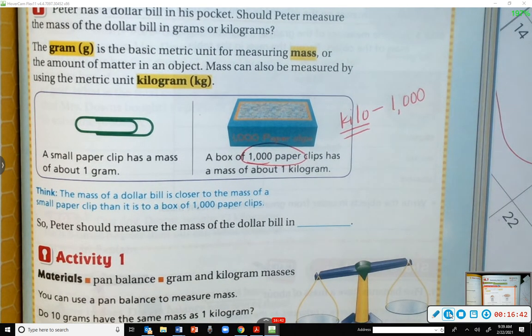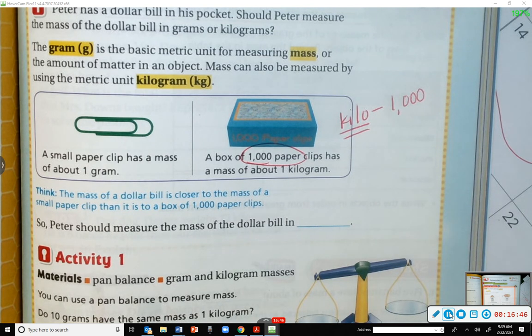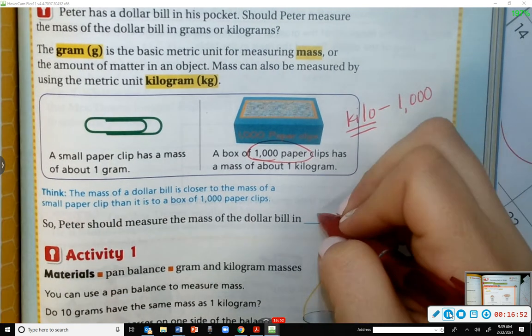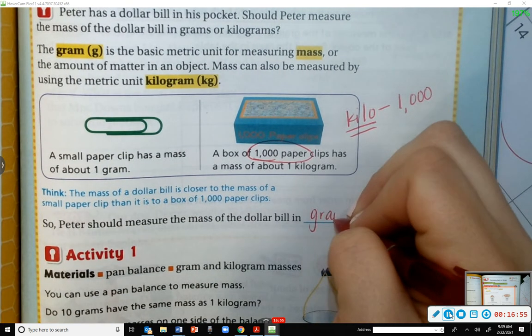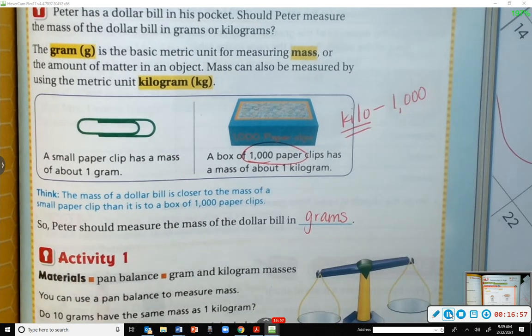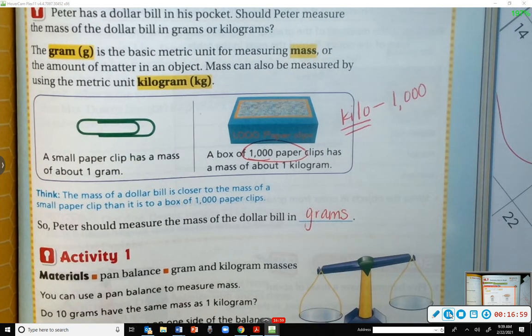What do you think? If you have a dollar bill in your hand, it's going to be pretty light, right? So would he measure it in kilograms or grams? Grams. Okay, and we're not going to do this activity today.